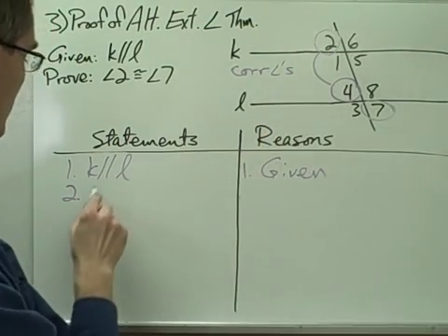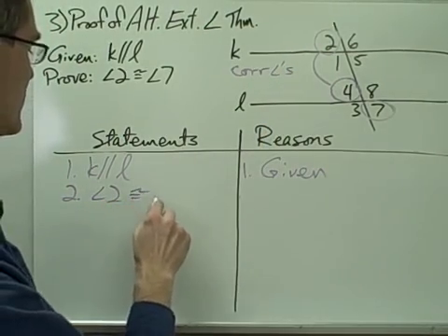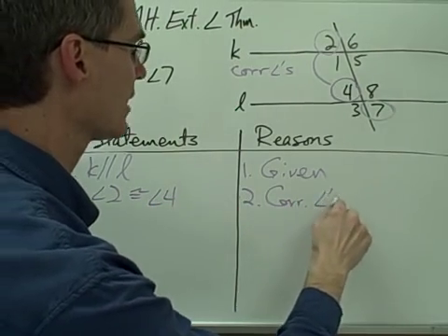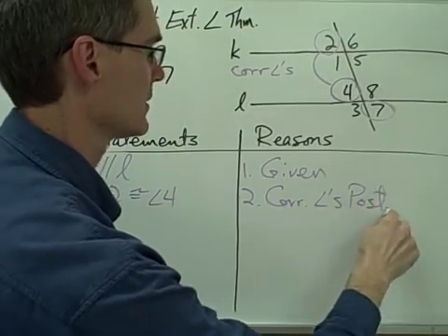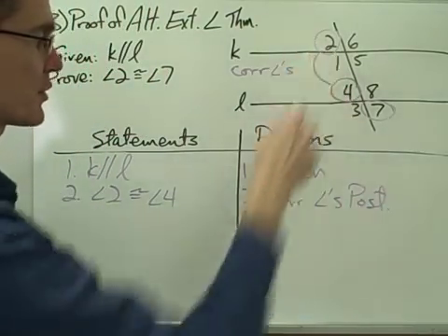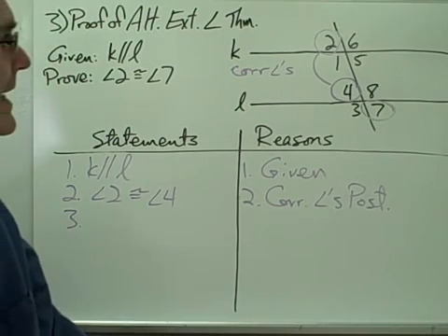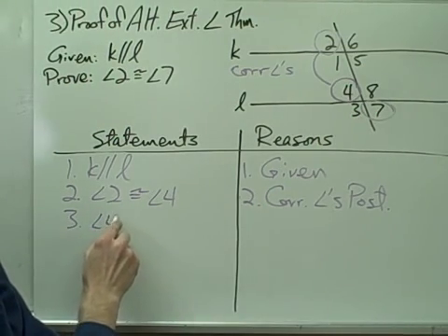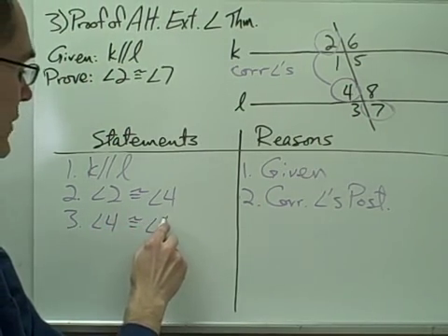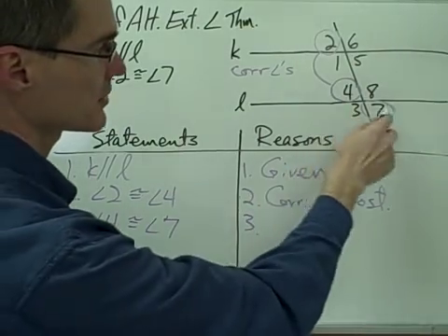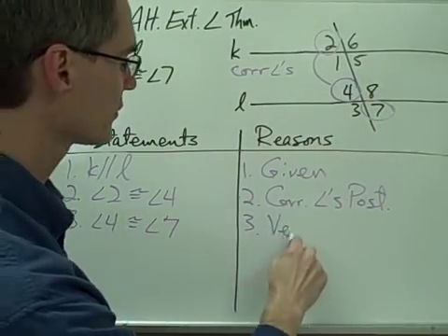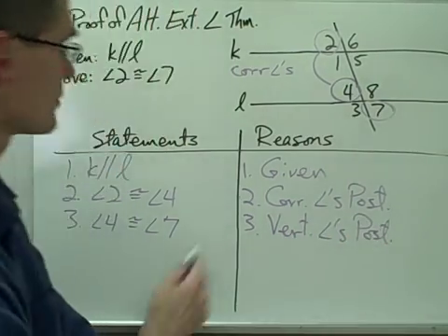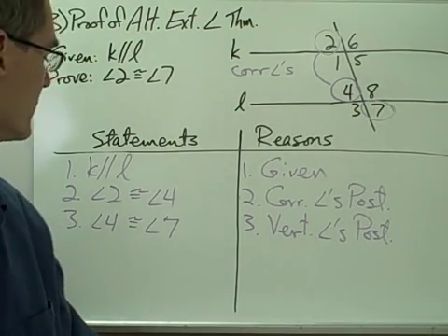Statement number 2, angle 2 is congruent to angle 4. Why? Because the corresponding angles postulate says that if two parallel lines are cut by a transversal, corresponding angles must be congruent. Step number 3, I want to say that angle 4 is congruent to angle 7. How do I know that angle 4 is congruent to angle 7? Because they are vertical angles, and the vertical angles postulate tells me that vertical angles are congruent.